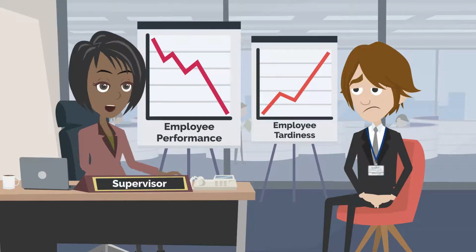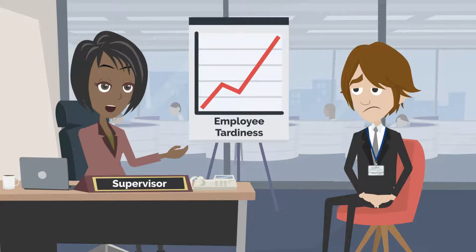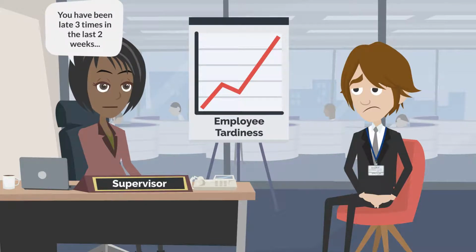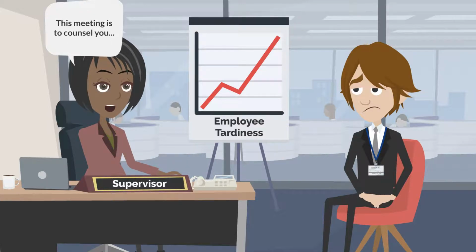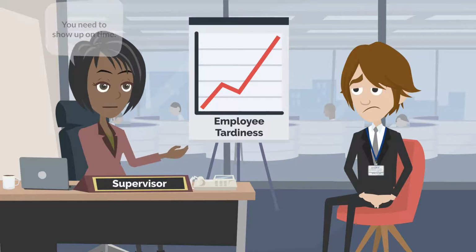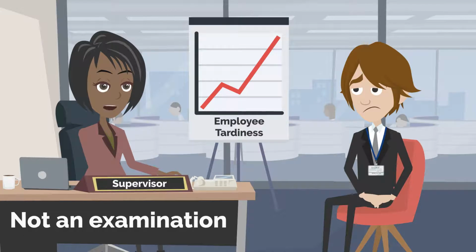Let's go over some examples. A supervisor meets with an employee to discuss their attendance. Because he has been late to work 3 times over the last 2 weeks, he is told to improve and warned of potential consequences. Is this an examination? No. Even if confirmed in writing, this would not be an investigatory examination because the employee is not asked to provide any information. The meeting is to counsel the employee and not to obtain information to make a decision, but simply to inform about a decision already made.